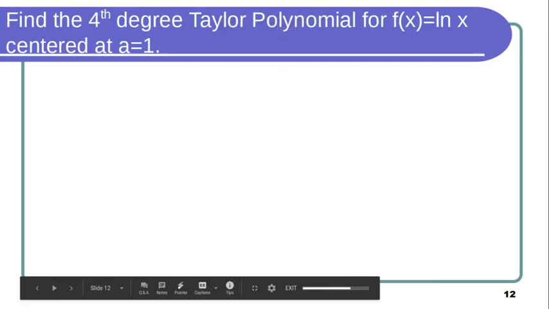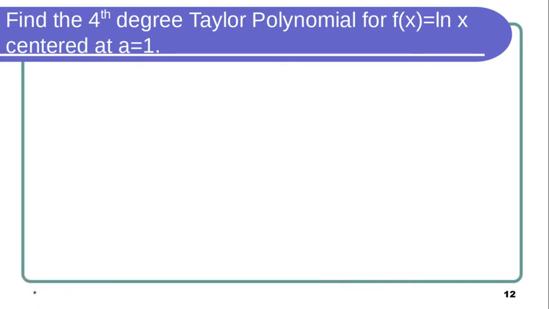Okay, so we're going to go through our two examples for Taylor polynomials. We're going to do one for f of x equals ln of x. We're going to center it at a equals 1. We can't center this one at 0 because this function doesn't exist at 0. So here's a case where we can't even do a Maclaurin polynomial. We can only do a Taylor.